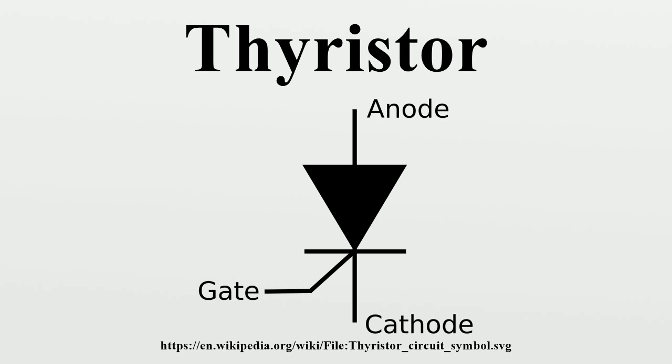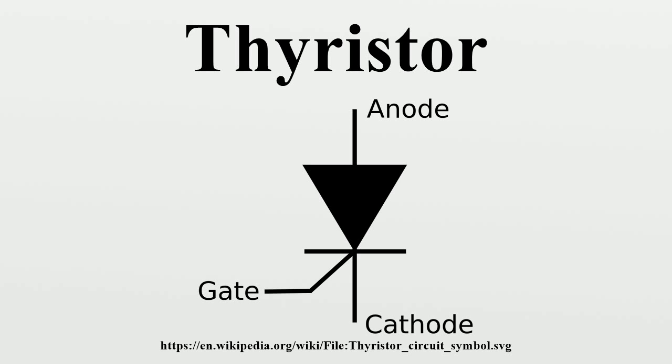A 3-lead thyristor is designed to control the larger current of its 2 leads by combining that current with the smaller current of its other lead, known as its control lead. In contrast, a 2-lead thyristor is designed to switch on if the potential difference between its leads is sufficiently large.